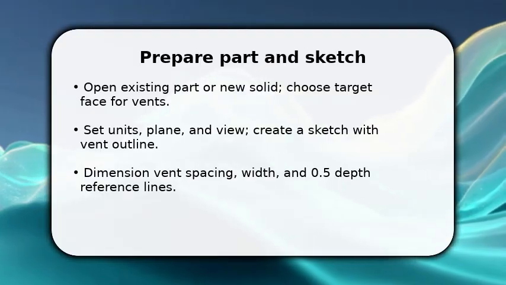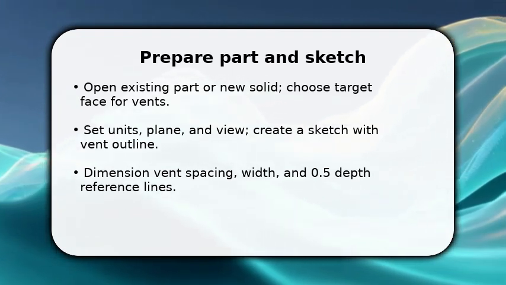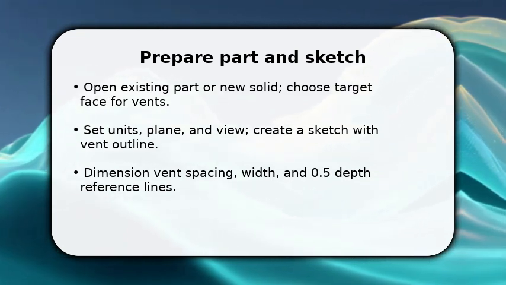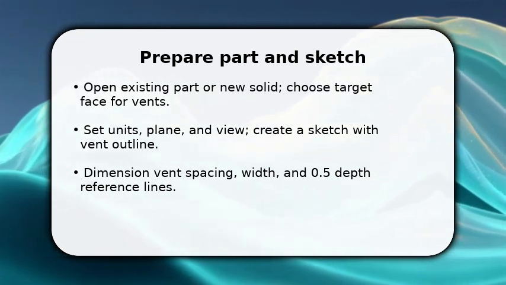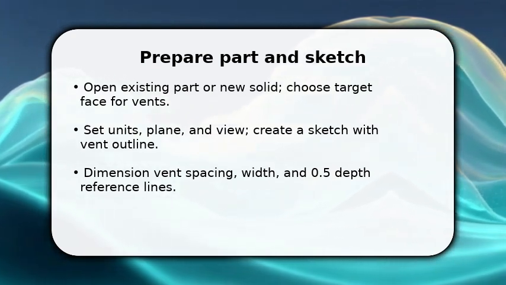You begin with a ready solid and a selected face. This saves time and keeps geometry clean. Create a 2D sketch on that face and draw the first vent opening using a rectangle or slot, then fully dimension it so the feature is driven. Use construction lines to mark pitch and alignment.